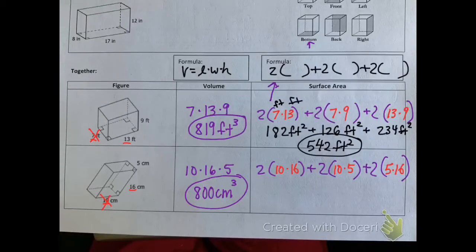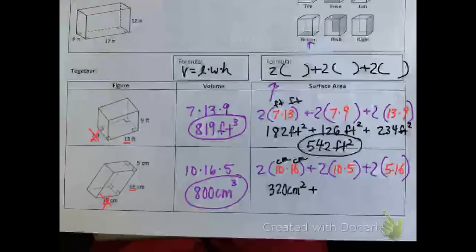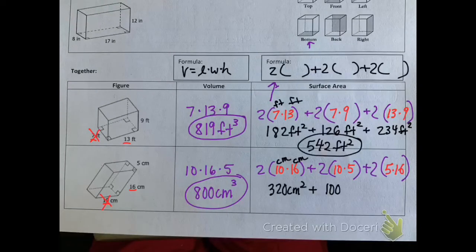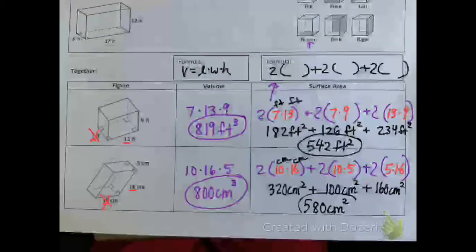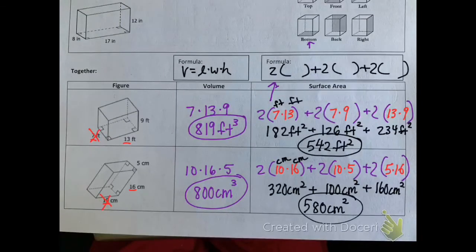If I multiply 2 times 10 times 16, this would be 320 centimeters squared. Again, 10 centimeters times 16 centimeters becomes centimeters squared. If I multiply 2 times 10 times 5, I get 100 centimeters squared. 2 times 5 times 16 would be 160 centimeters squared. So if I add those three numbers together, the total surface area of all 6 surfaces is 580 centimeters squared.